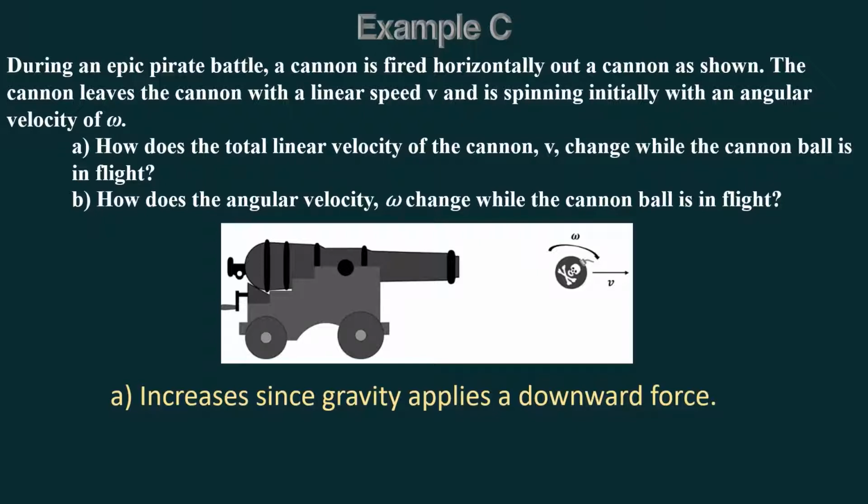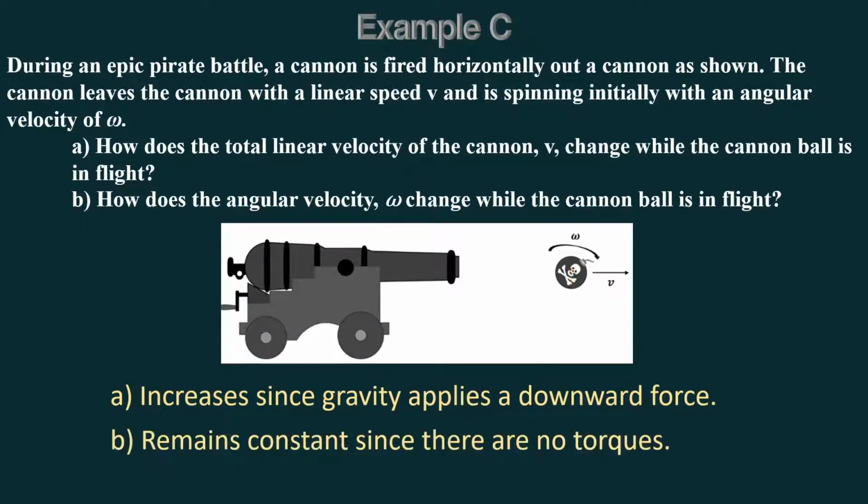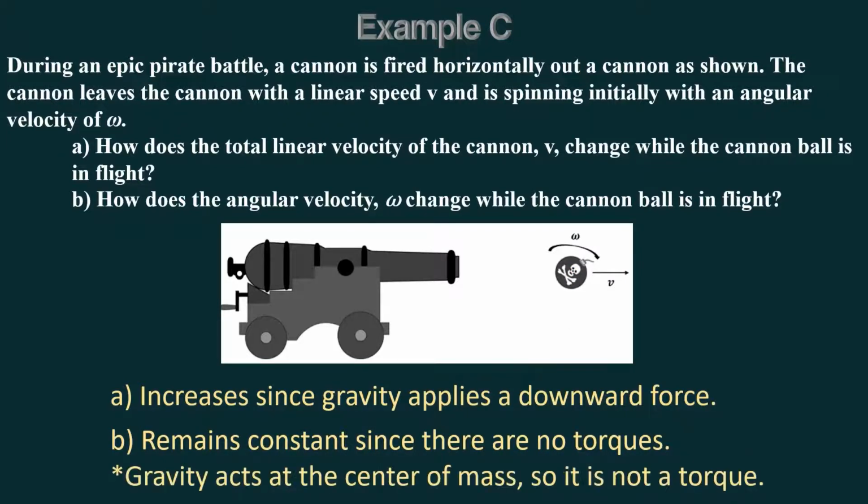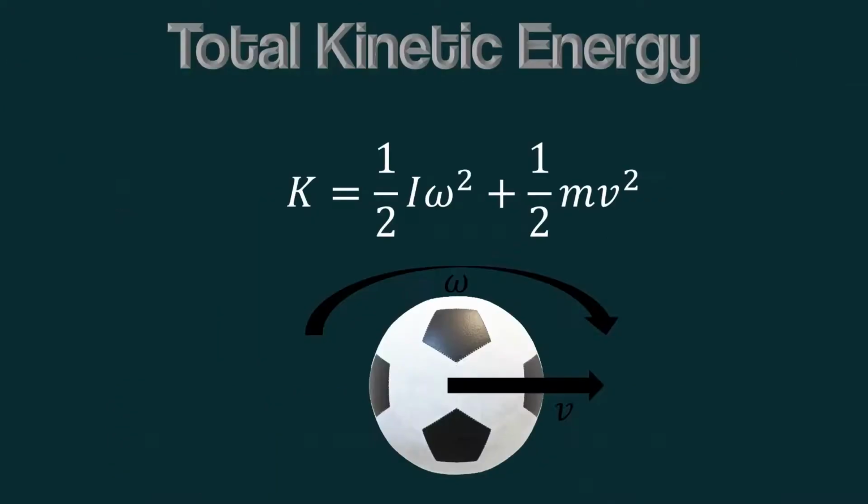Now for angular speed, think about the ball here. It's going to rotate about its center of mass. The force of gravity acts at the center of mass. So its angular velocity is going to be constant because there are no torques here. Gravity does not cause a torque because it acts at the center of mass, so it does not cause a torque about the center of mass.